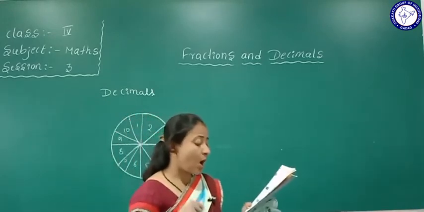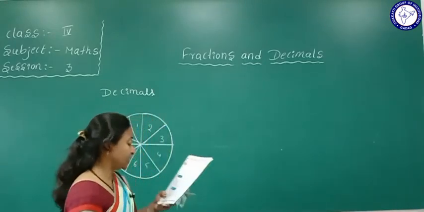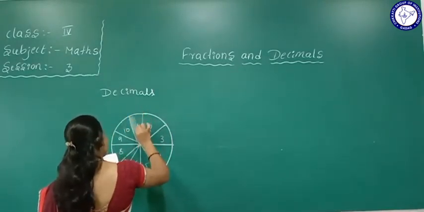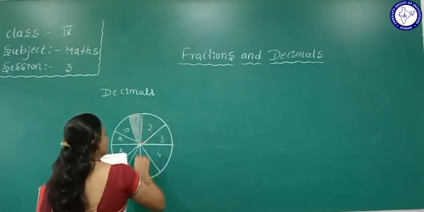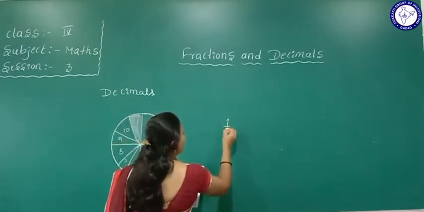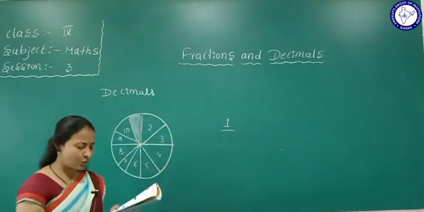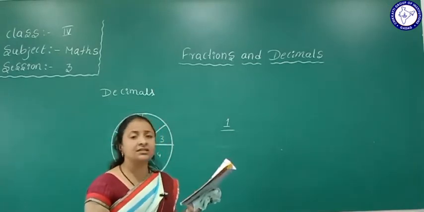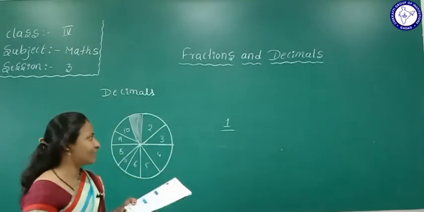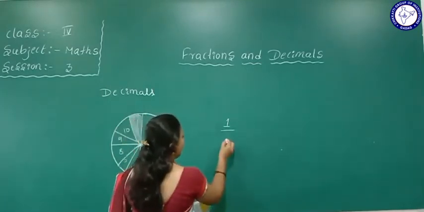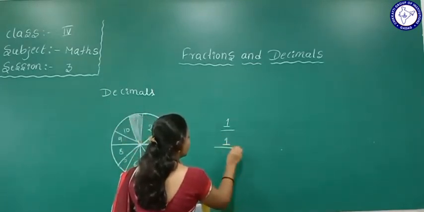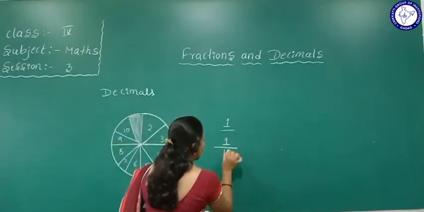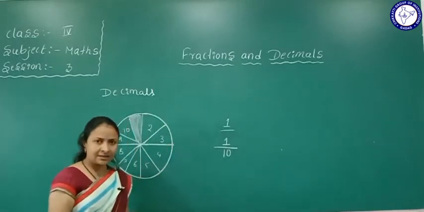First question, how many parts are shaded? Here only one part is shaded, that is part 1. So totally only one part is shaded. Next question, how to write it in fraction form? We write in fraction form: 1 is shaded. Total parts, how many are there in the circle? 10. So 1 by 10.